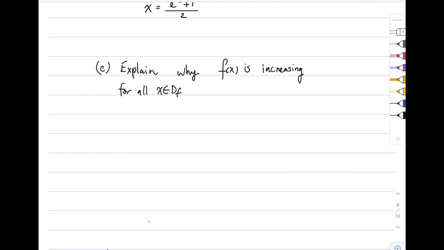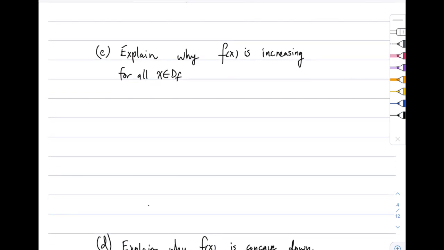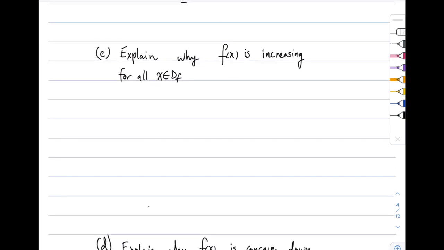Part C says, explain why the function f of x is increasing for all x in the domain of f. Okay, so this is just notation to say x belongs to the domain of f, the domain of f being the set of real numbers bigger than 1/2. They want you to explain why f of x is increasing for all x values in that domain.